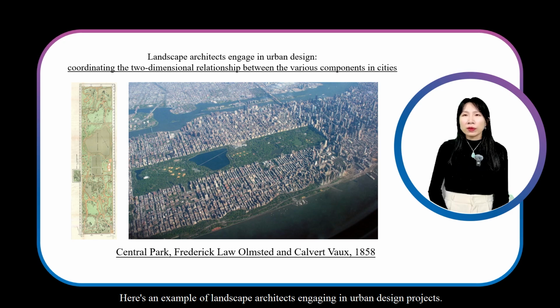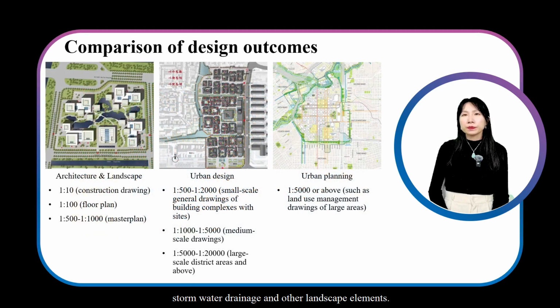Here's an example of landscape architects engaging in urban design projects. This is the famous Central Park in New York designed by Olmsted in 1858. It is a masterpiece of urban design and landscape architecture. Landscape architects tend to understand and design more specific outdoor spaces through detailed designs for gardens, walkways, parks, topography, stormwater drainage, and other landscape elements.